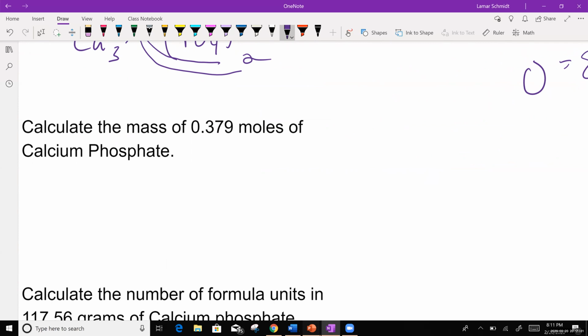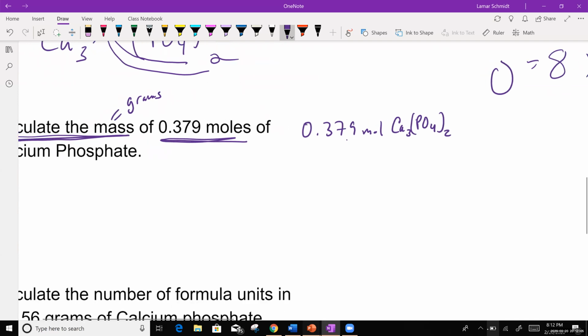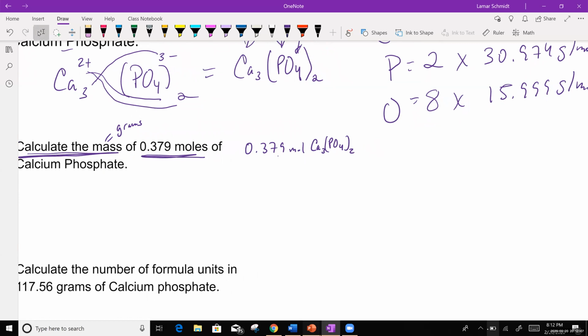So what we're calculating is the mass. And what you should know is the unit of mass is grams. Here we have 0.379 moles. If we're calculating the mass, that means we don't know the mass, so we have to find that. But we do know that we have 0.379 moles of calcium phosphate. And the nice thing is we already know the formula and the molar mass, but we do not know the mass of 0.379 moles. So we're going to find that.